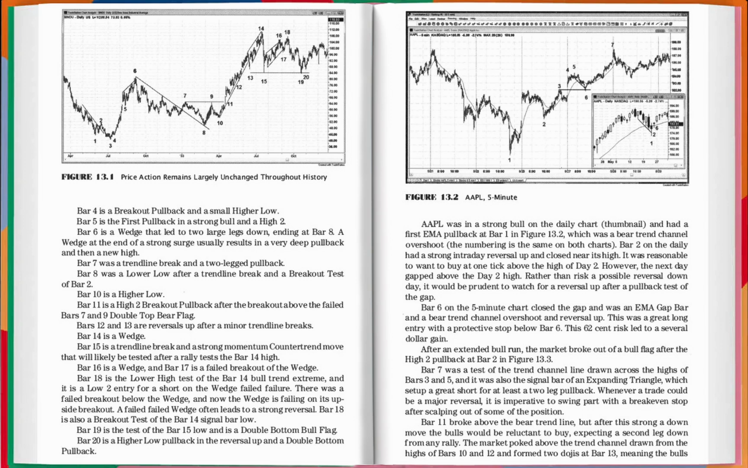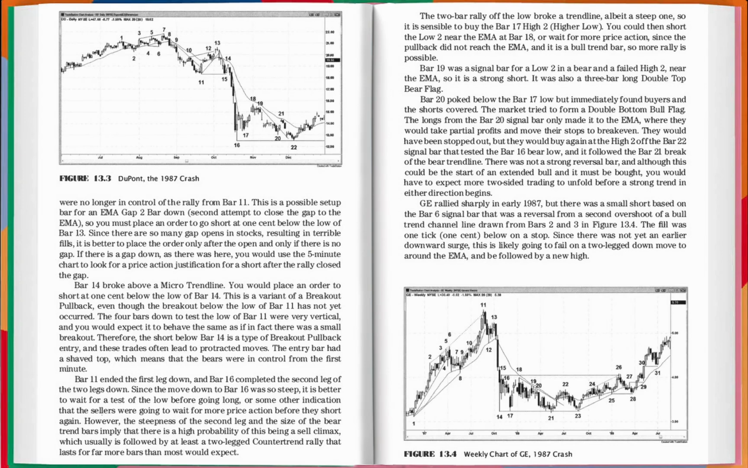The market poked above the trend channel drawn from the highs of bars 10 and 12 and formed 2 dojis at bar 13, meaning the bulls were no longer in control of the rally from bar 11. This is a possible setup bar for an EMA gap 2 bar down, second attempt to close the gap to the EMA, so you must place an order to go short at 1 cent below the low of bar 13.